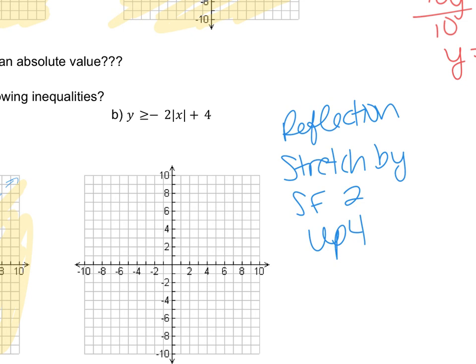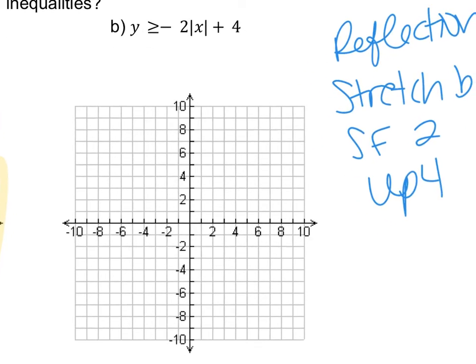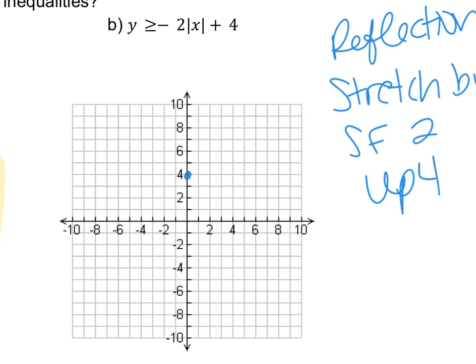Okay, let's do it. So it looks like it's just shifted up 4. That's not bad. Okay, so positive 4. Then it's a reflection, so it's upside down, and the slopes of the lines are negative 2 and positive 2. So I need to go down 2 left 1 and right 1. Okay. Looks like this is a solid line. Sweet.